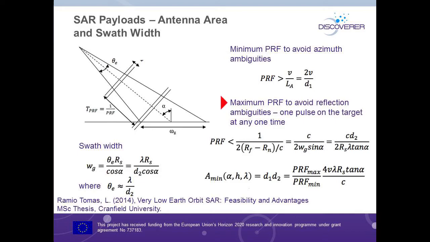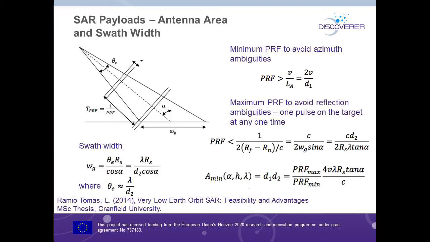Similarly, there's a maximum pulse repetition frequency in that you have to wait for one pulse to reach the ground and for your signal to come back from the nearer part of the piece of ground that you're imaging, and wait for it also to come back from the furthest part before you transmit the next pulse. Otherwise, you're getting multiple pulses from different parts of that ground track at the same time, and you're losing the information that you're actually after.